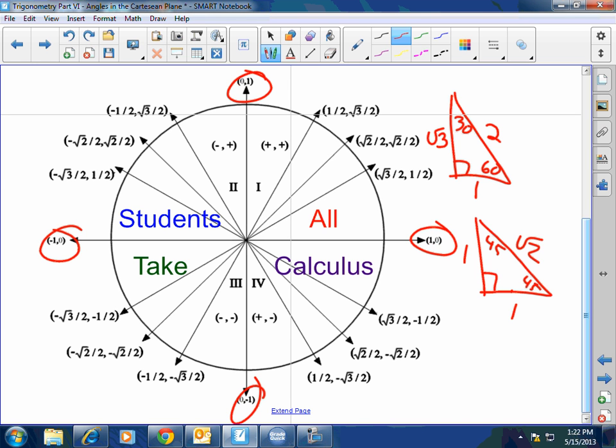Now, for the ambitious student, you want to memorize these? Awesome. God bless you. Because then you just memorize the cosine and sine of 30. The second one's the cosine and sine of 45. The third one's the cosine and sine of 60. How does that help you? If you know the cosine and the sine, then you know the tangent. If you know the sine, the cosine, the tangent, you know all of them.